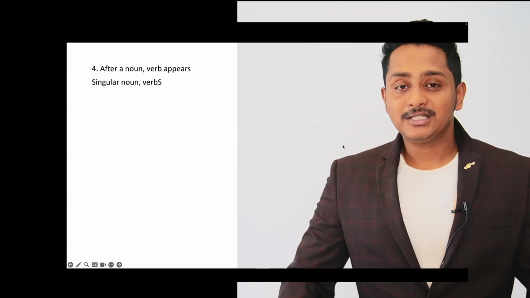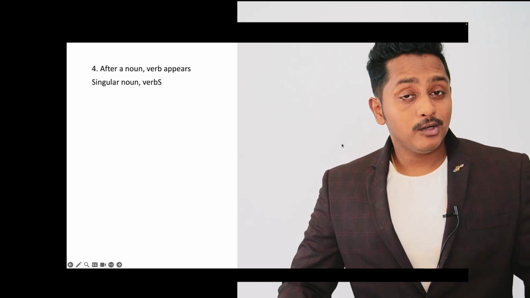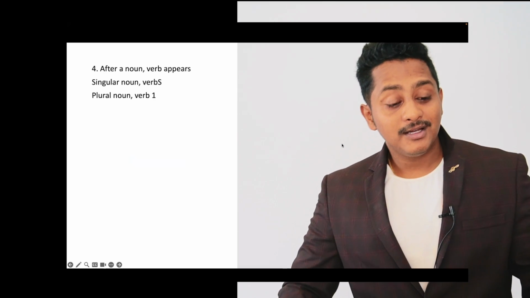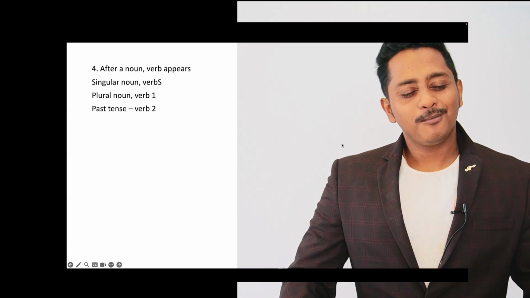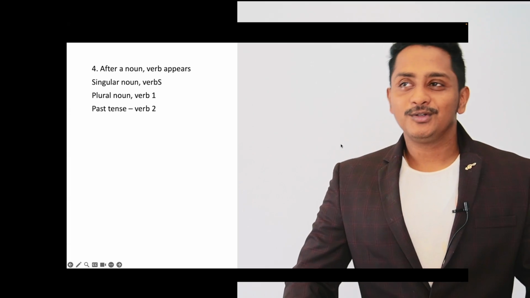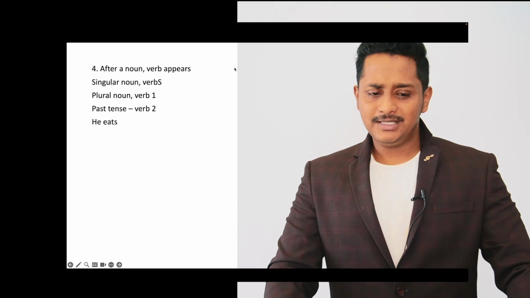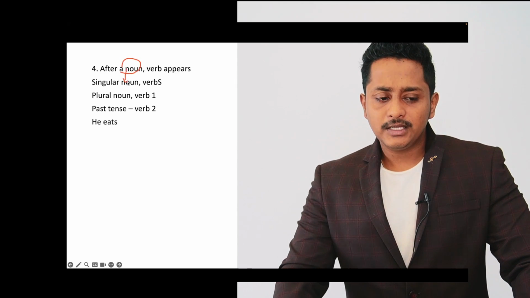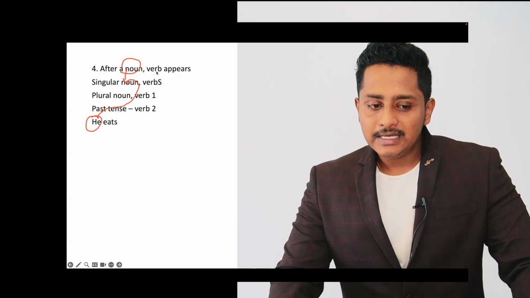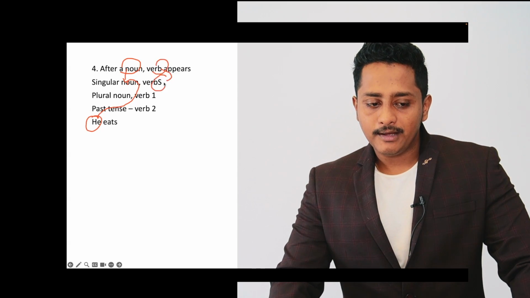Hold on. After a noun, a verb appears, and here is an extension of this concept. After a singular noun, the verb appears, and the verb will have S. After a plural noun, the verb will not have S. In the past tense, for both a singular noun and a plural noun, you're going to use the verb too. What exactly do I mean? See here. After a noun, which is a singular noun, the verb appears, and the verb will have S in it.